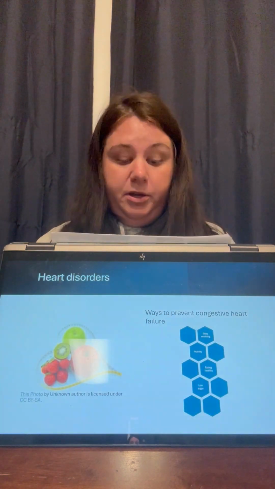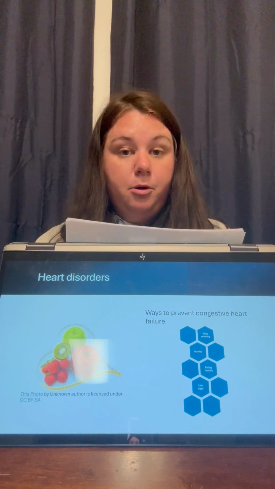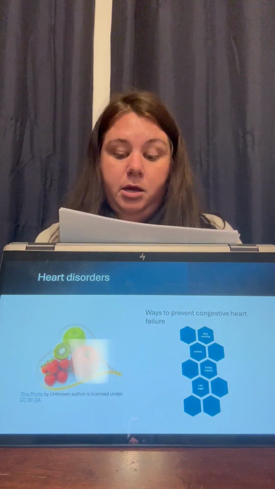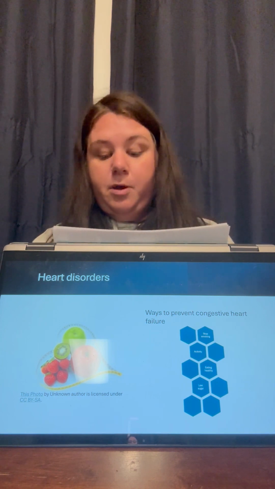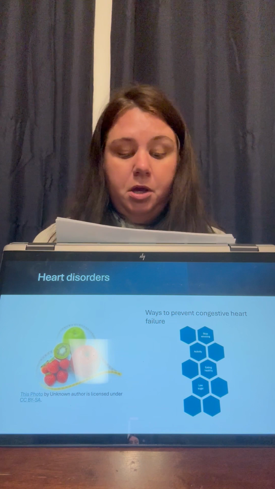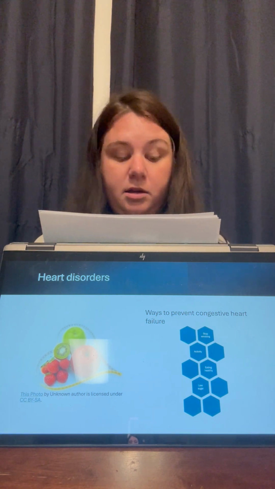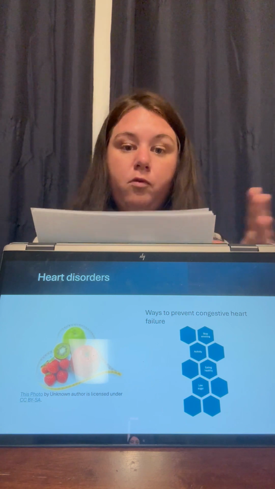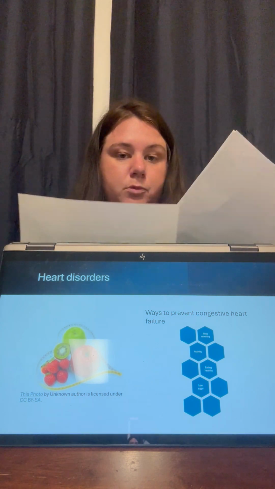Heart disorders can be very serious. There are ways to help prevent congestive heart failure. If you're a smoker, it's suggested to stop smoking. Losing weight can help with your heart health, and so can eating healthy food that is better for your heart, such as low sodium food, staying away from unhealthy fatty foods, staying active, and helping with your overall heart health. Eating and drinking low sugar drinks or food.